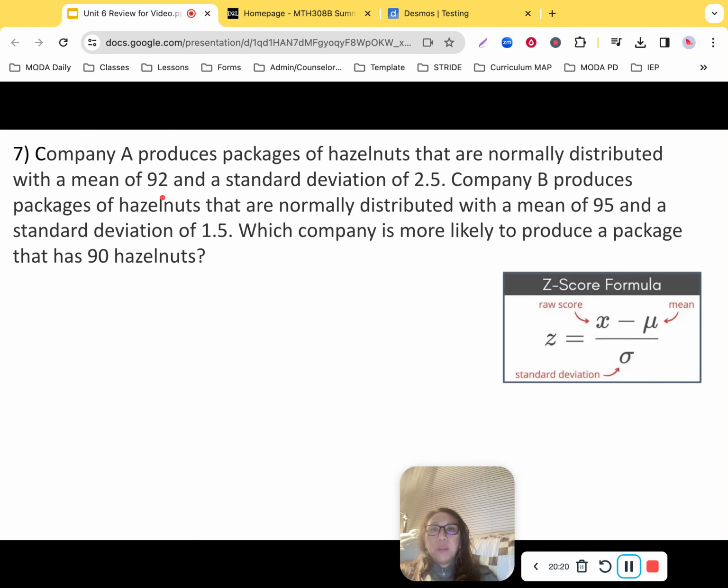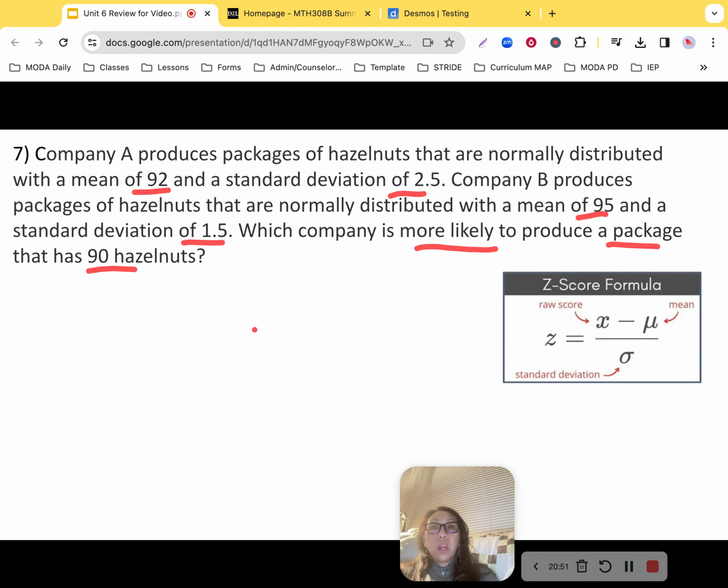All right, so for number 7, given that company A produces packages of hazelnuts that are normally distributed with a mean of 92 and a standard deviation of 2.5, and company B produces packages of hazelnuts that are normally distributed with a mean of 95 and a standard deviation of 1.5. Which company is more likely to produce a package that has 90 hazelnuts?